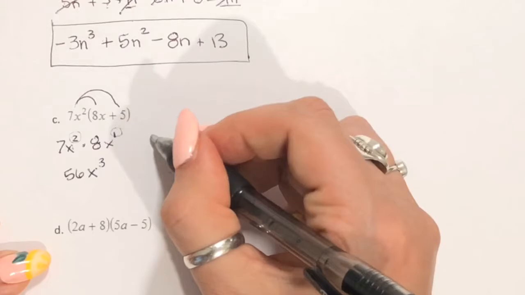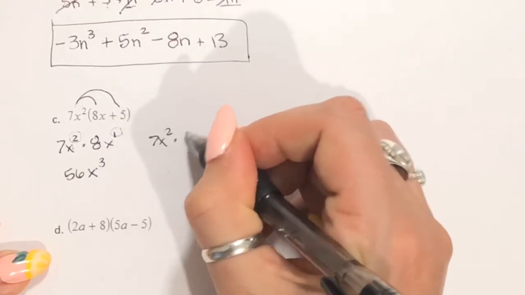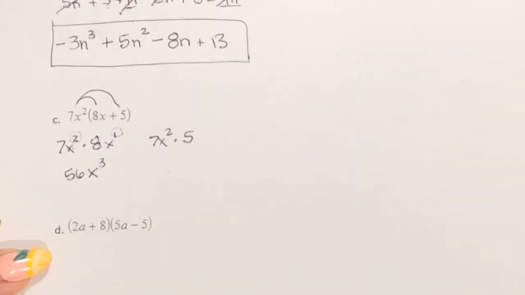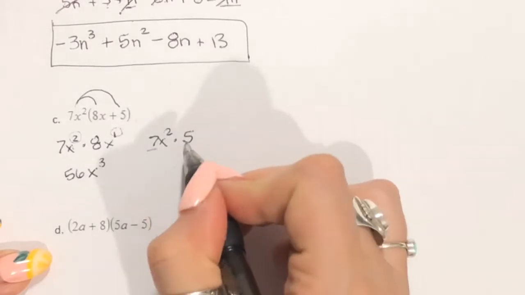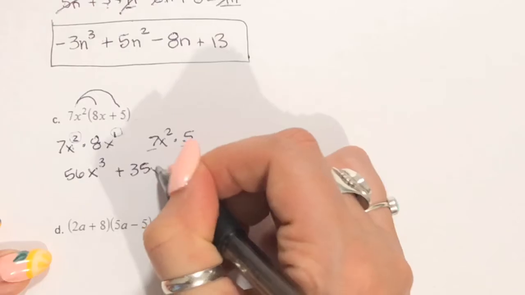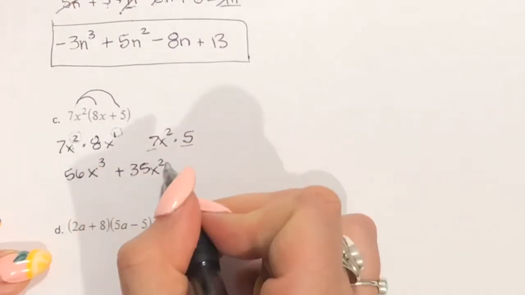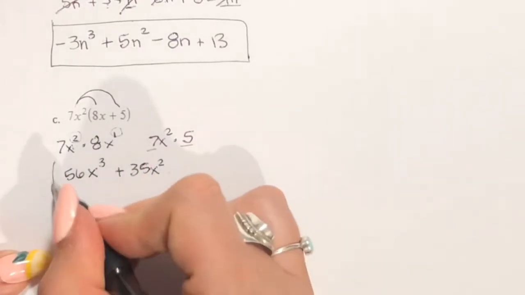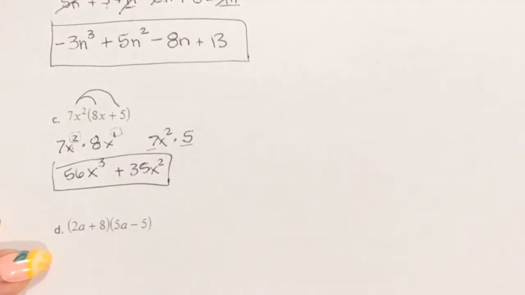So I'm going to do 7x squared times 5. This one's a little bit easier because we just have a number. So we're just going to times the 2 numbers. 7 times 5 is 35. And then keep the x squared. And it's already in descending order. We have our 3 going down to a 2, so we're good. So those monomials timesing into a binomial, they're not too bad.